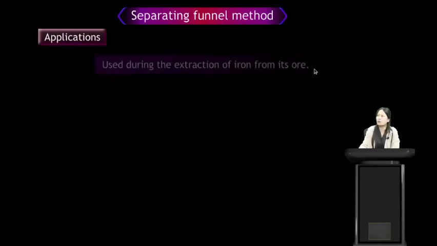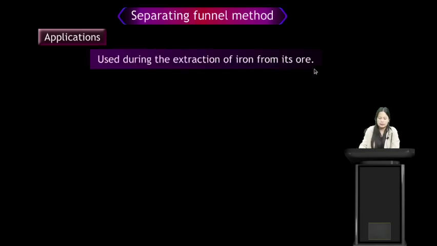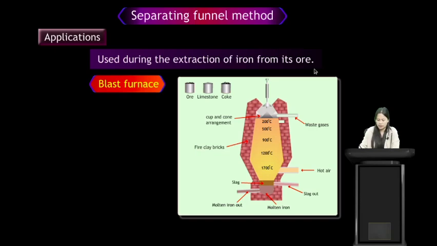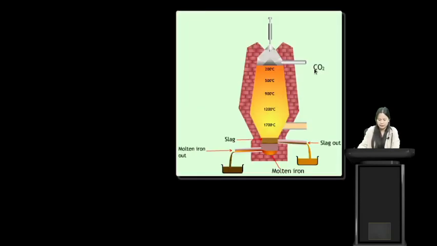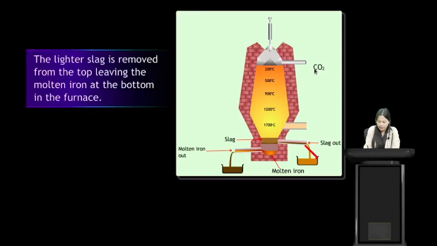Now let us see some applications of the separating funnel method. The first is that the separating funnel method is used during the extraction of iron from its ore. Here this is the blast furnace. We see that the slag is removed from this layer and we have the molten iron here. So the lighter slag is removed from the top, leaving the molten iron at the bottom in the furnace. By using this method, we can separate the iron from its ore.